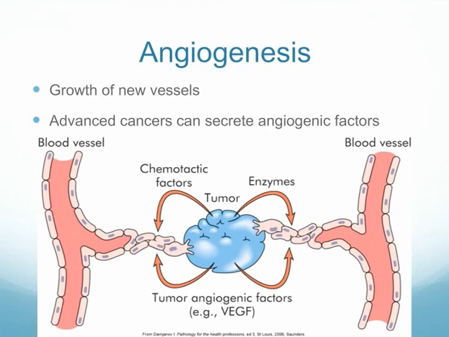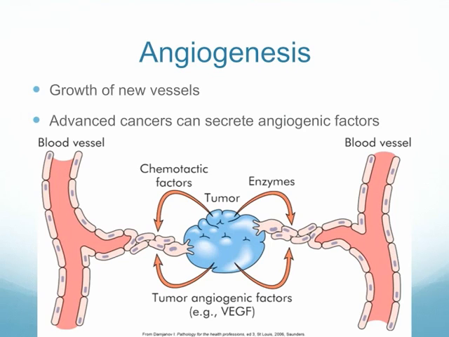Angiogenesis is the process by which new blood vessels grow. Now, in this particular case here, we're talking about the growth of new blood vessels around a tumor. So some tumors, and many tumors actually, are able to initiate the growth of new blood vessels in order to be able to feed themselves. So here we have a tumor, and the tumor is sending out these angiogenic factors in order to be able to form new blood vessels.